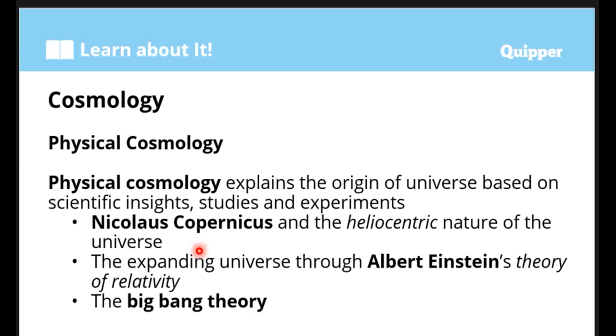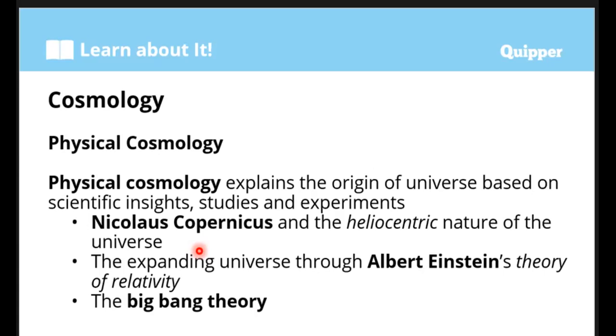In physical cosmology, on the other hand, this is more of facts, scientific insights, studies, and experiments conducted by the brilliant astronomers in our human history, such as Nicolaus Copernicus, who explained the origin of the universe through his theory of the heliocentric nature, and Albert Einstein's expanding universe, or the theory of relativity, and also the Big Bang theory. These are some of the examples of physical cosmology that explain the origin and evolution of our universe.